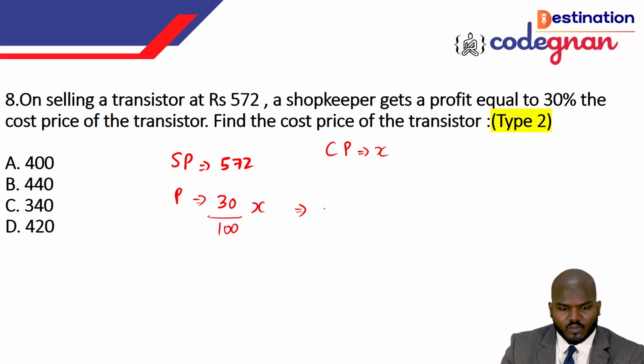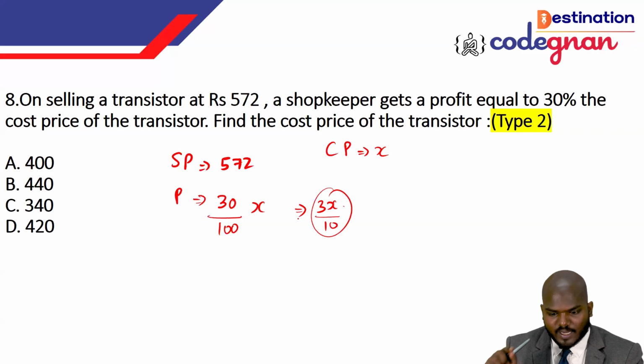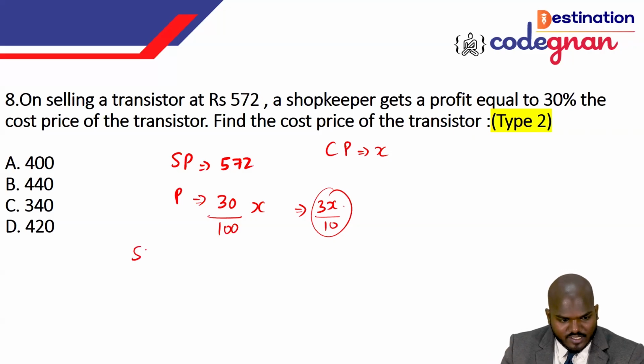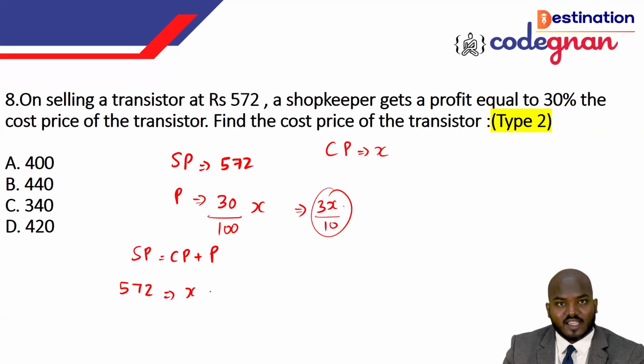This will give me the value, that is 3x by 10. So the profit is equal to 3x by 10. We know that selling price is equal to cost price plus profit. So the selling price is 572. The cost price I don't know, I'm calling it x already. Profit is equal to 3x by 10.